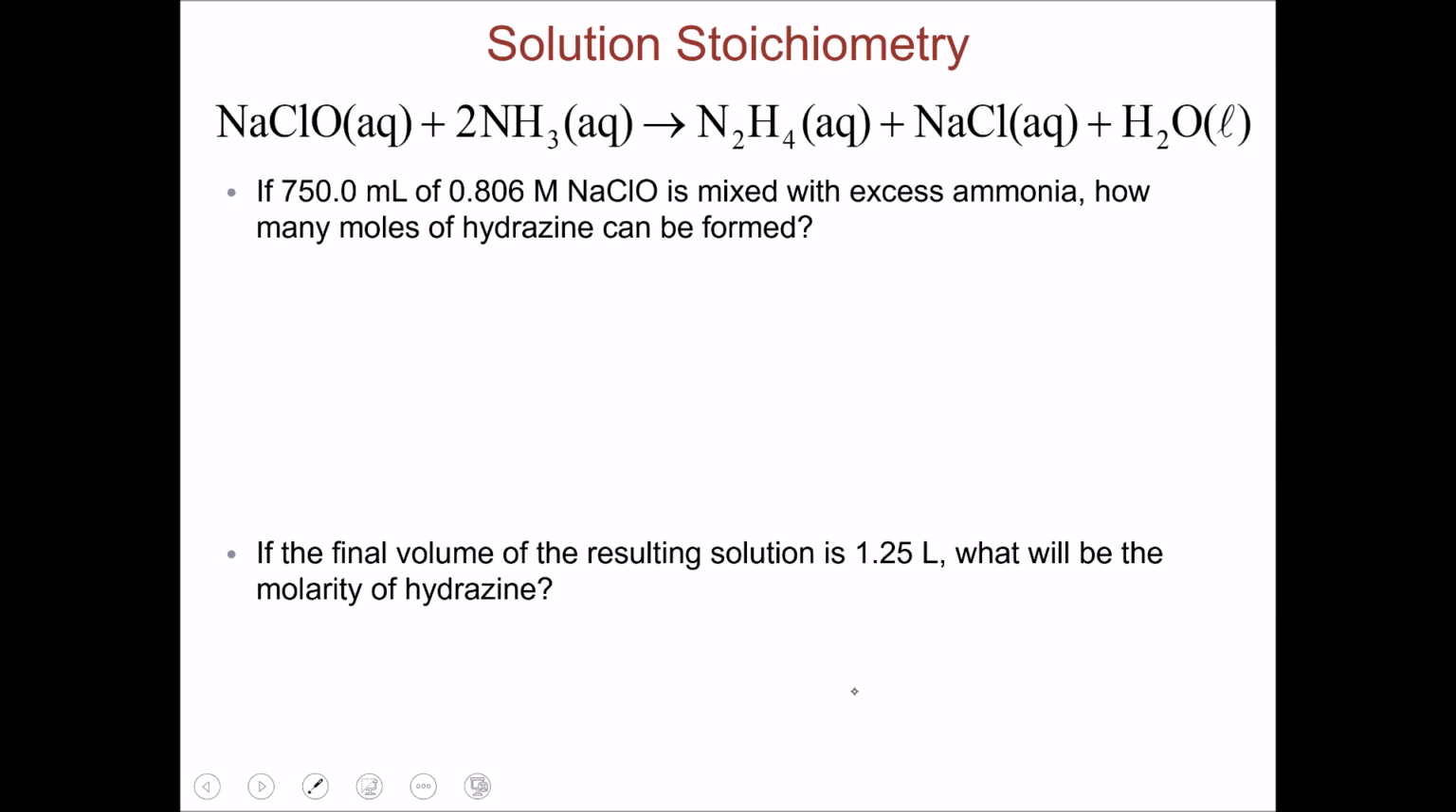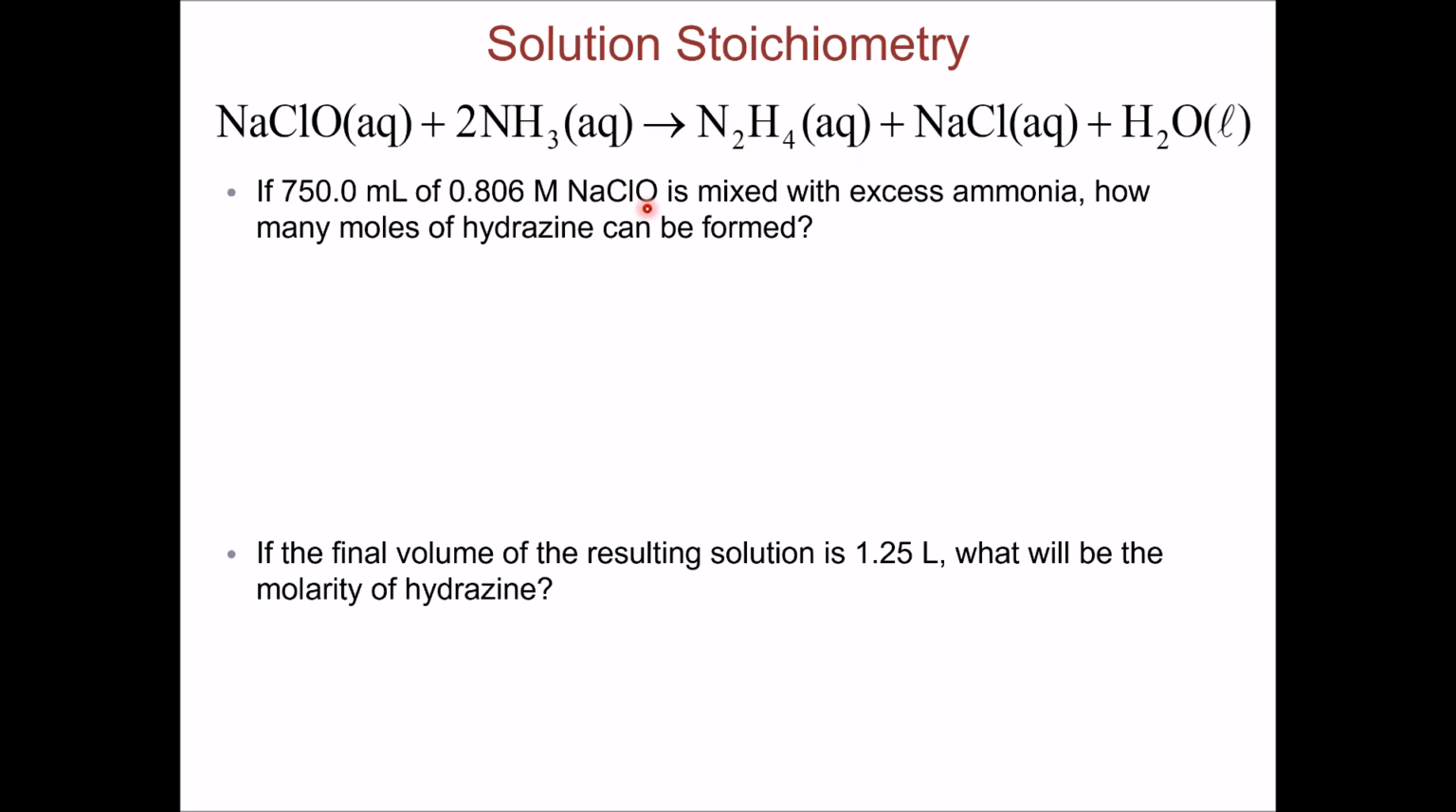For this reaction right here, the reaction between sodium hypochlorite and ammonia to make hydrazine, sodium chloride, and water: if you mix 750 milliliters of this concentration of hypochlorite with excess ammonia, how many moles of the product hydrazine are expected to form?